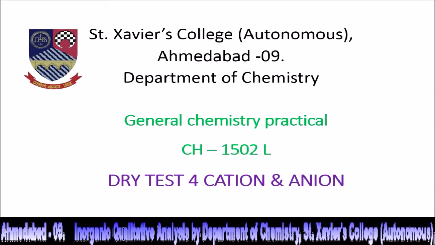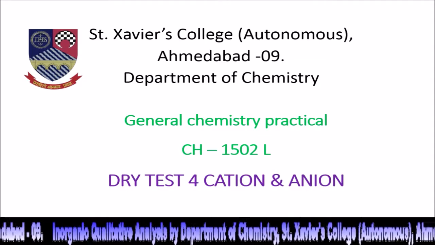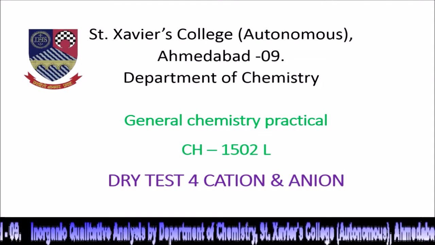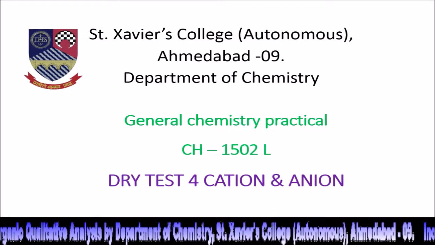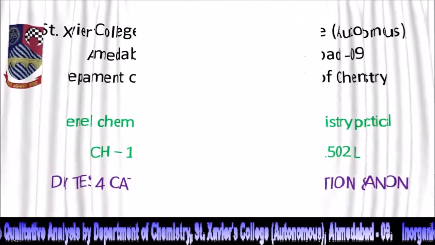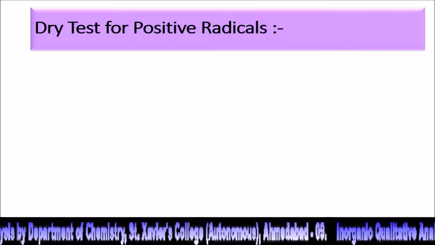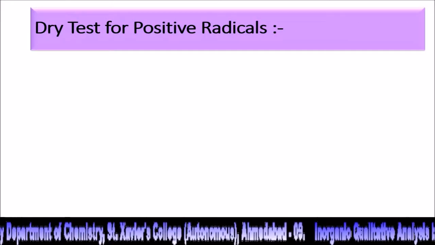Welcome student, we are talking about general chemistry CH15012 and today we are going to discuss the dry test for cations and anions. Dry test for positive radicals.